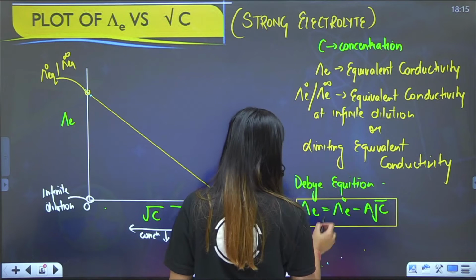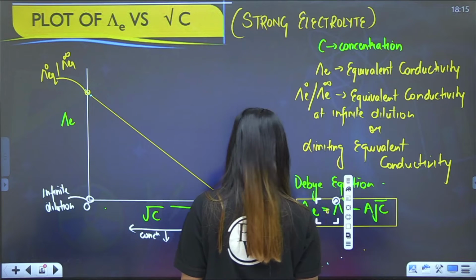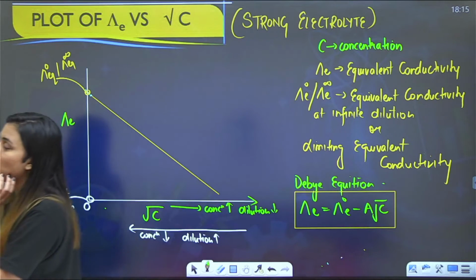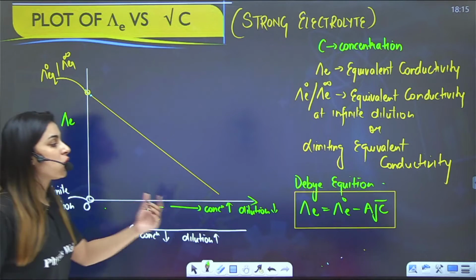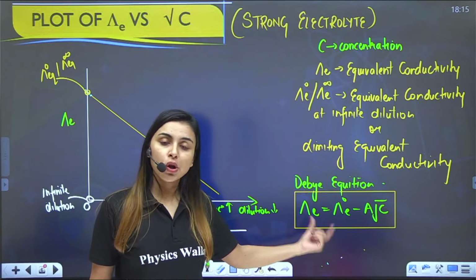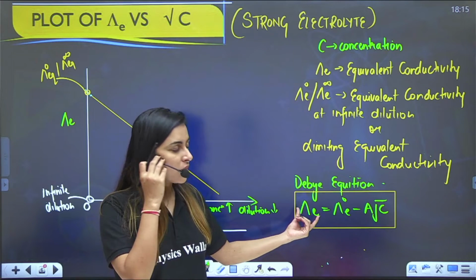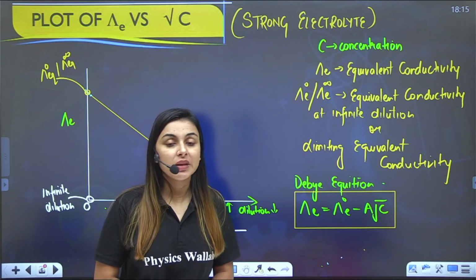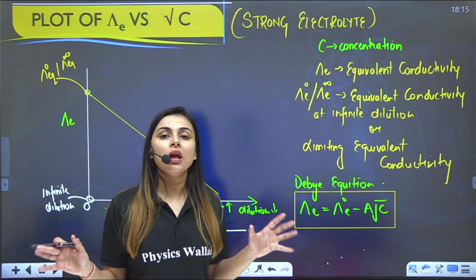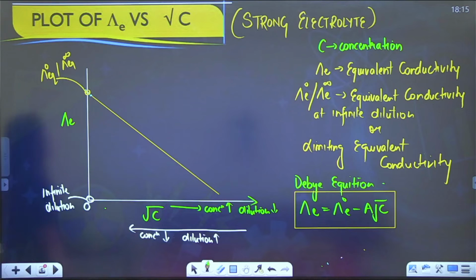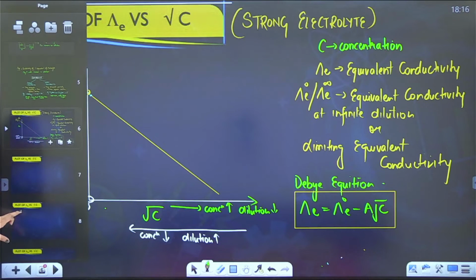So all the strong electrolytes follow this equation, and the plots which you see are according to this equation. Yes, so you can use this equation and find out whichever factor you have been asked. So this was all about the strong electrolyte equivalent conductance with respect to the concentration. I hope you're clear. So now let's move forward. You can pause the video, write it.